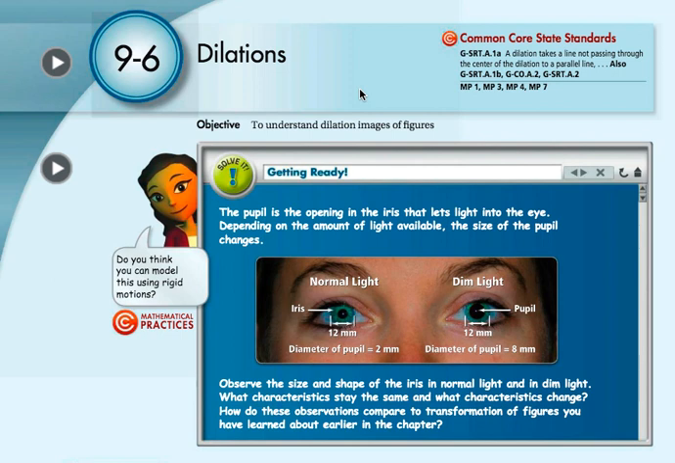We're skipping a few sections because with this chapter, I want to get to the meat and bones of when we translate images or reflect them or have a dilation in this case. So the goal here is that we're going to understand dilation images of figures.